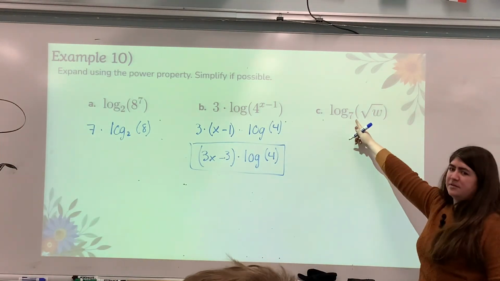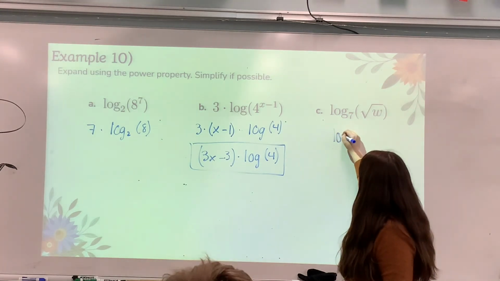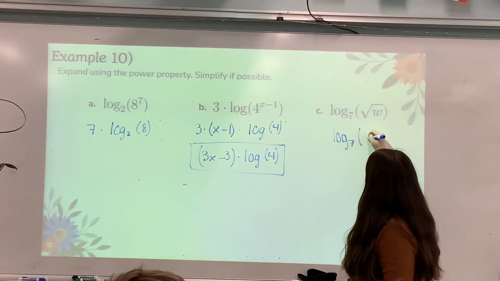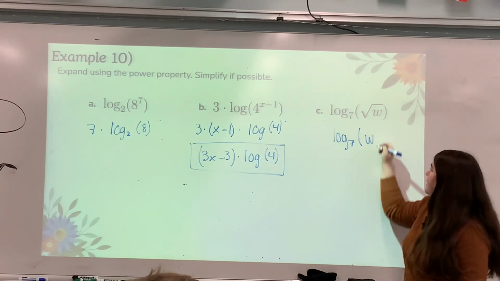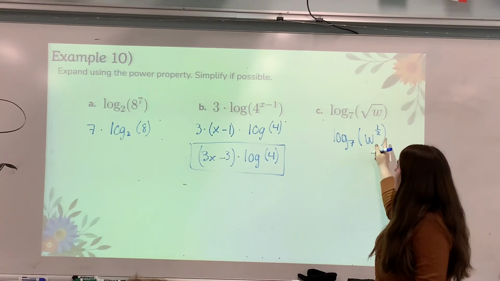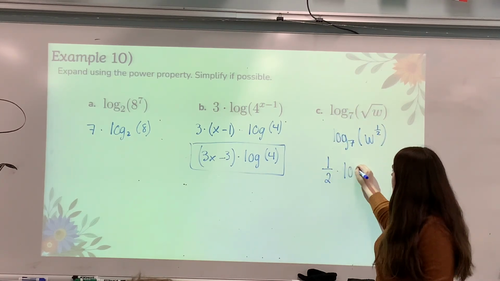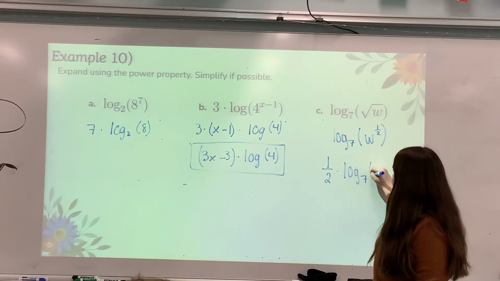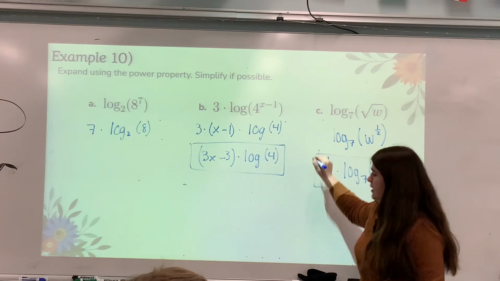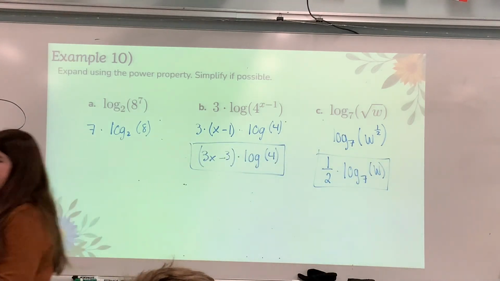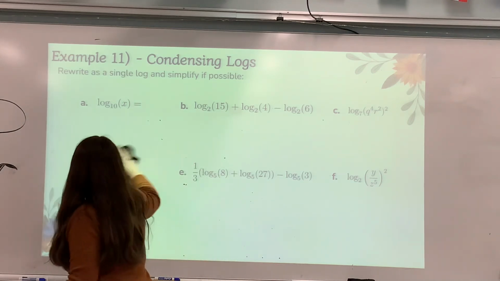Log base 7 of the square root of w. Log base 7 of w would be to what exponent then? 1/2. So then we can take that 1/2, set it out front. So we have 1/2 times the log base 7 of w. And that's all we're doing with it. It does get ugly. We'll just take it one step at a time.